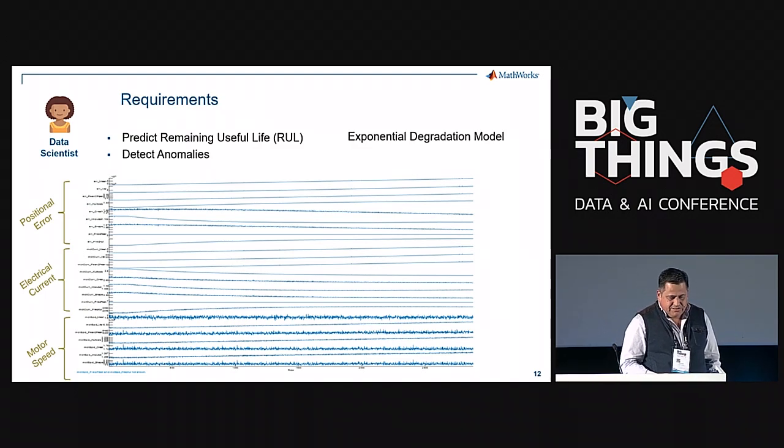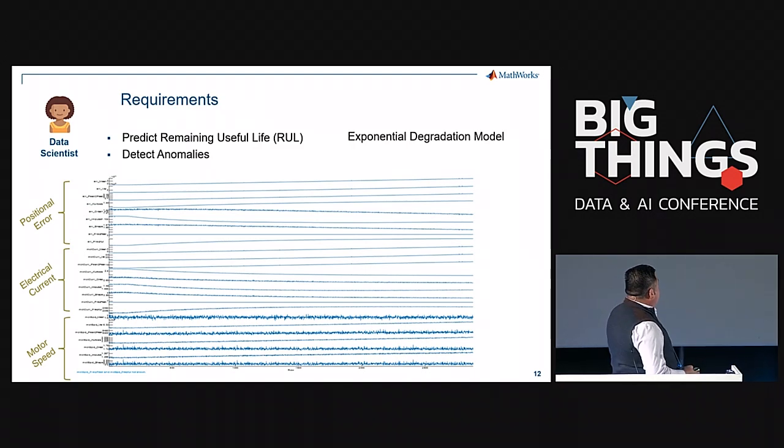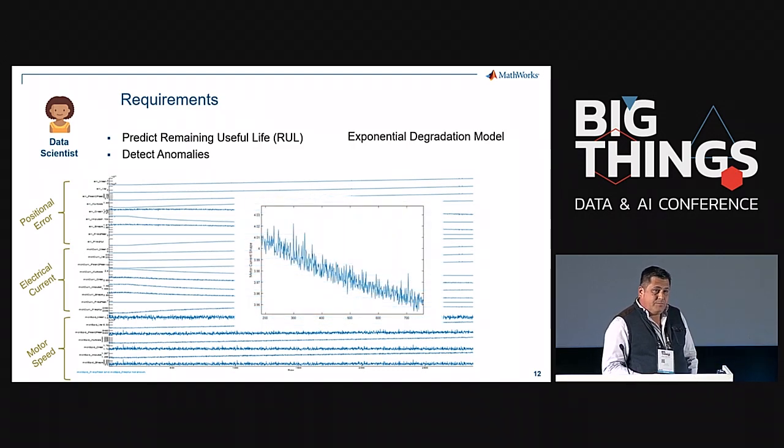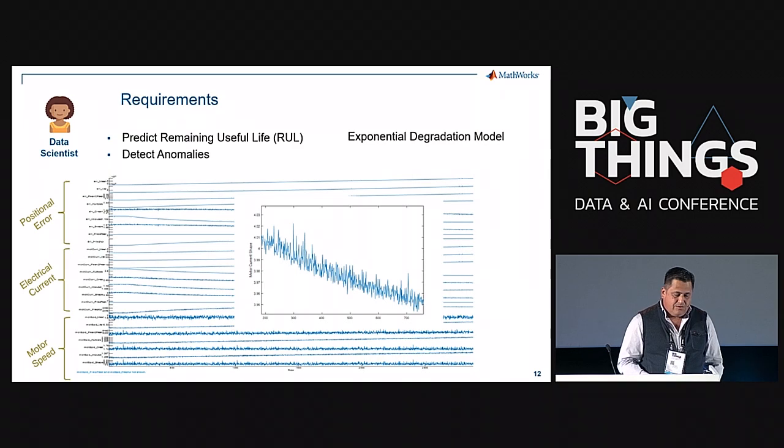I'm going to use an exponential degradation model because, as you can probably see, there are some small downwards and upwards trends in these plots. That is what we're going to use. I also need to detect anomalies. So there are some small peaks in these plots. I'm going to suppose that these are the anomalies.